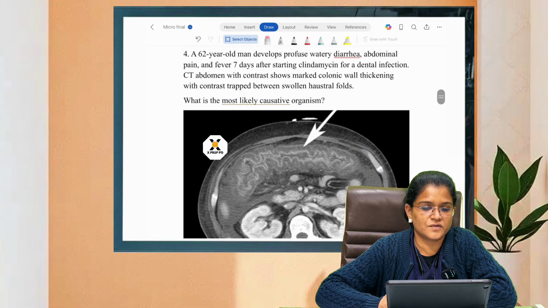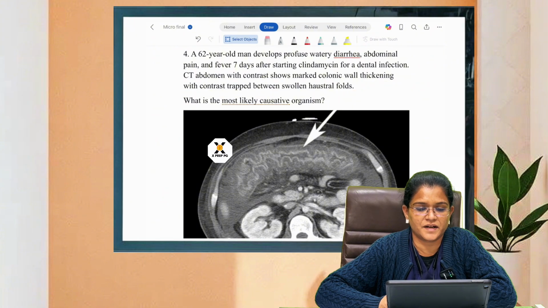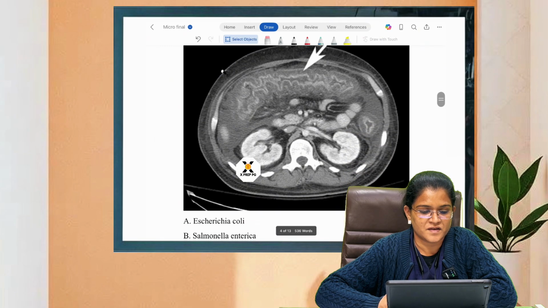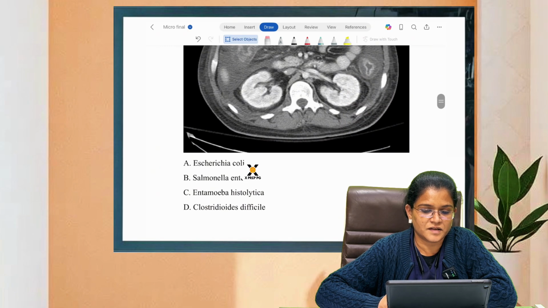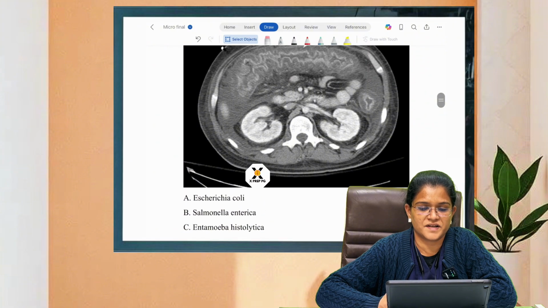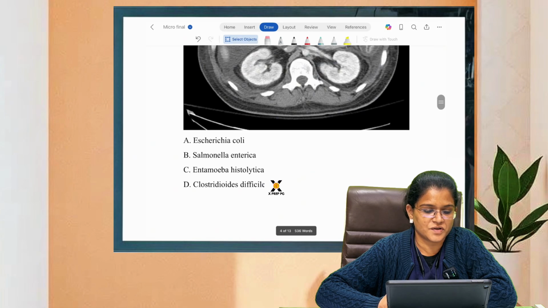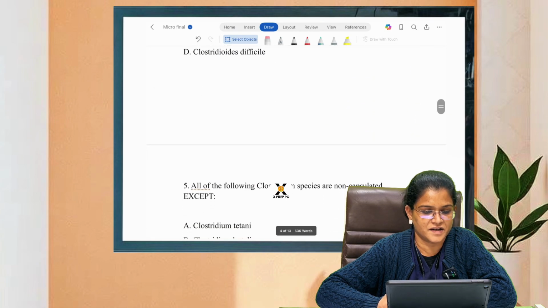Question number 4. A 62-year-old man develops profuse watery diarrhea, abdominal pain, and fever 7 days after starting clindamycin for a dental infection. CT abdomen with contrast shows marked colonic wall thickening with contrast trapped between swollen haustral folds. Which is the most likely causative organism? So amongst the options provided, the clinical picture is typically of Clostridium difficile associated diarrhea. The clues provided in the question are that the patient is on antibiotics for 7 days and marked colonic wall thickening. So we can land directly on the option of Clostridium difficile, antibiotic associated diarrhea.